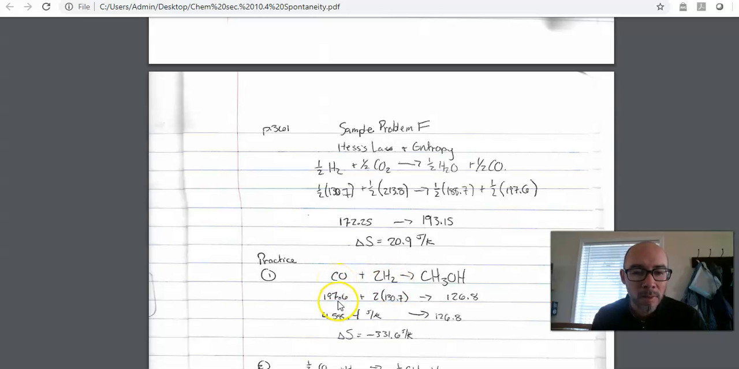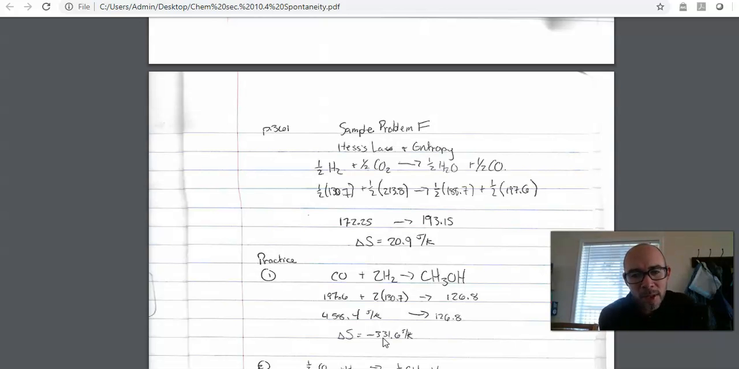Carbon monoxide, there's the same number that we see on the chart. We got H2, which is the same as this one. And in this reaction, we have one of these. We have 2 moles of these, and we have 1 mole of the methanol. Okay, so we add these two together, twice of this because we have 2 moles of hydrogen. We get 458.4 joules per Kelvin on the left side, and we end up with 126.8 on the right. That is a decrease in entropy of negative 331.6.